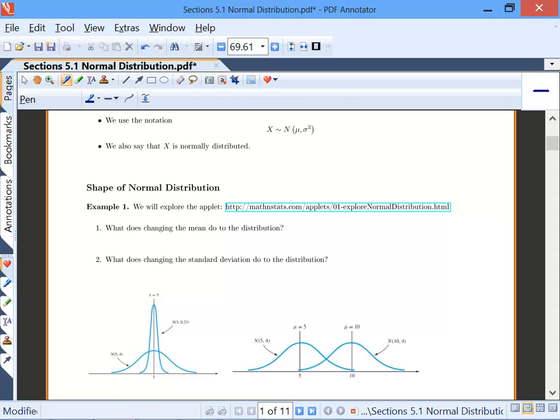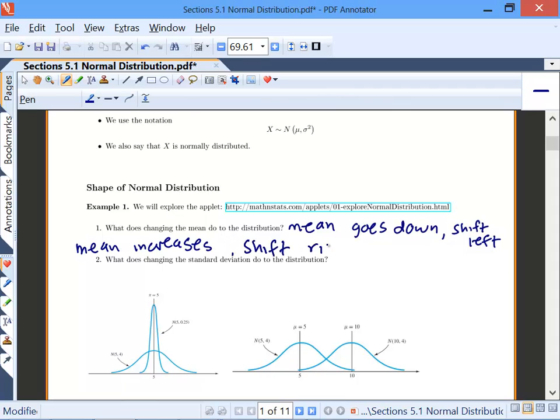Okay. So what does changing the mean do to the distribution? If the mean goes down, we shift to the left. Okay. If the mean increases, we shift to the right. So changing the mean, all it does is just slide your curve left or right.